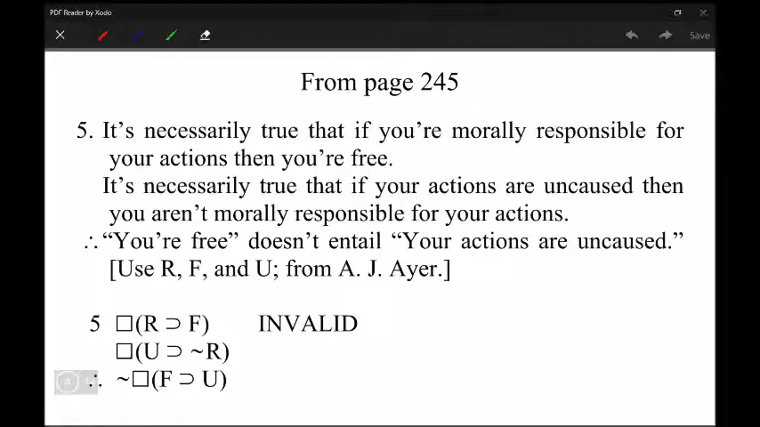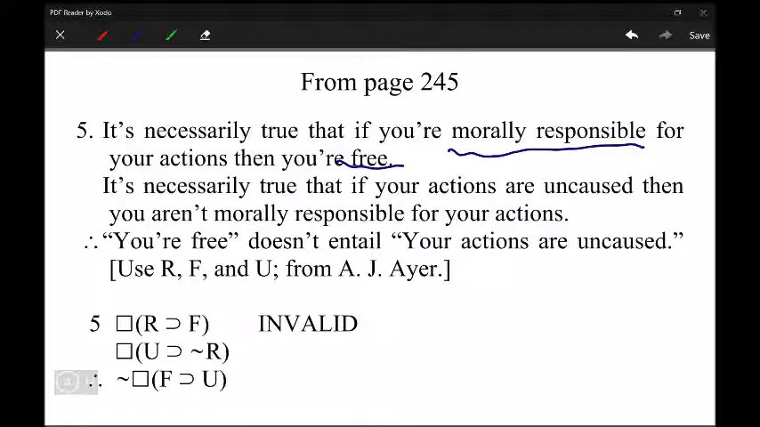Unfortunately, it really isn't. First premise, it's necessarily true that if you're morally responsible for your actions, then you're free. Okay. Why is that true? Well, he says because of the two concepts, how they relate. Being morally responsible involves that you're free to do the action, but whatever that means, that's the question.